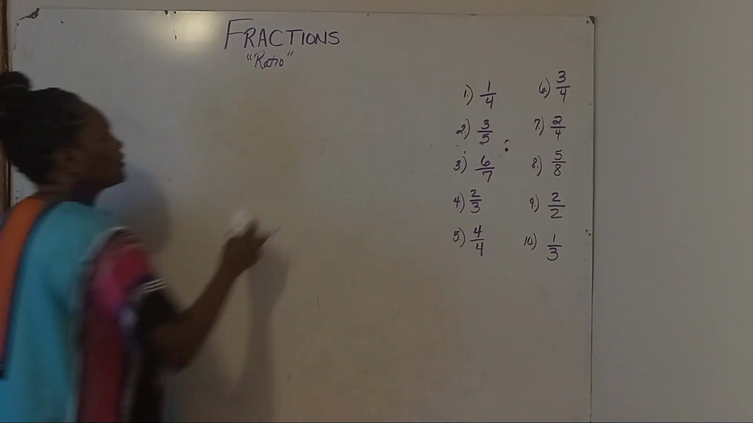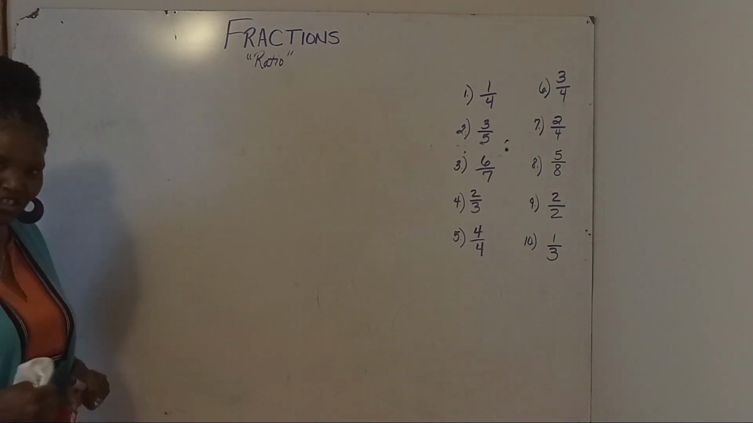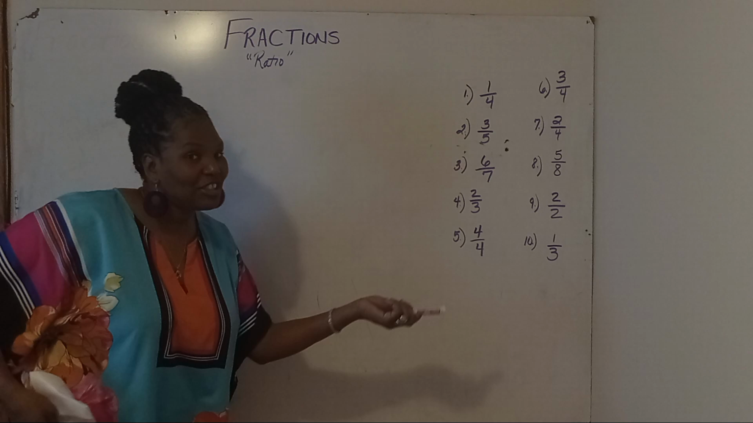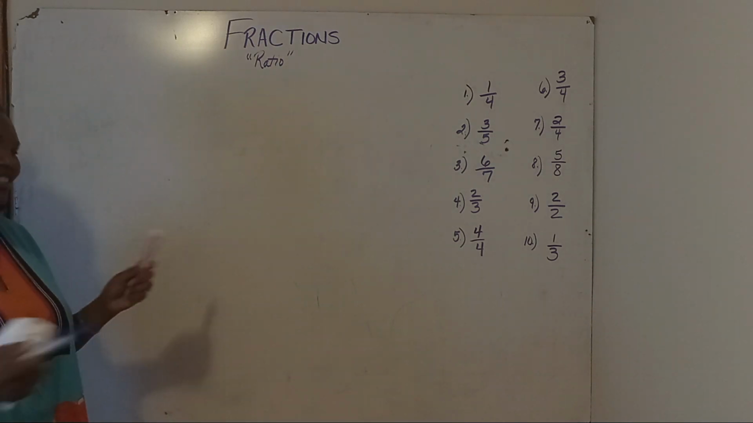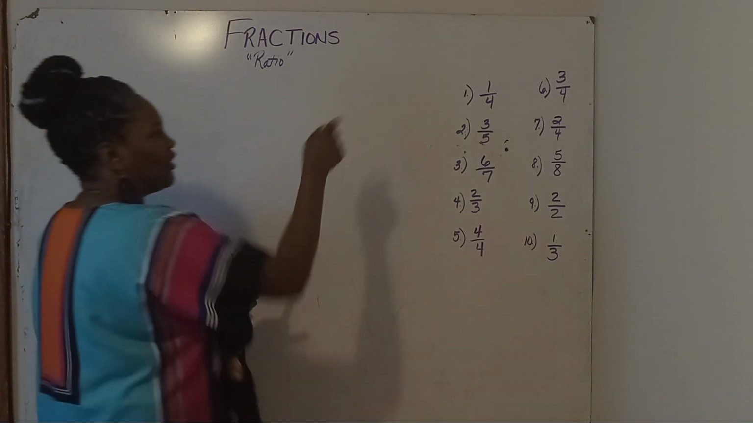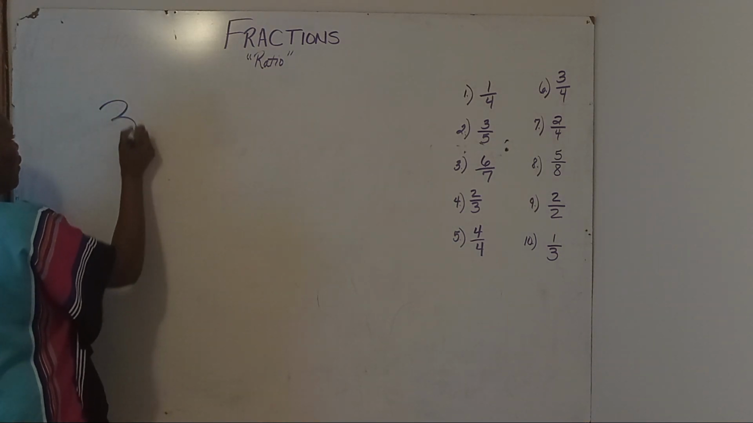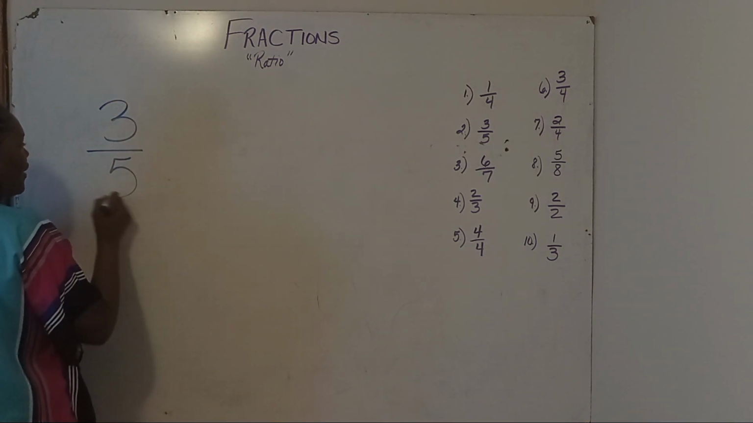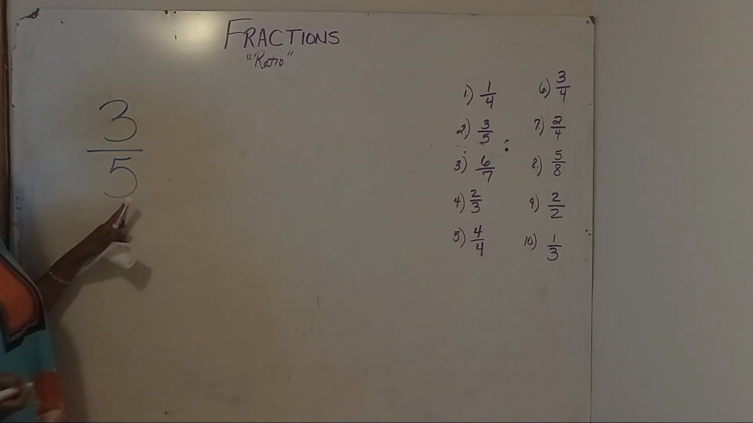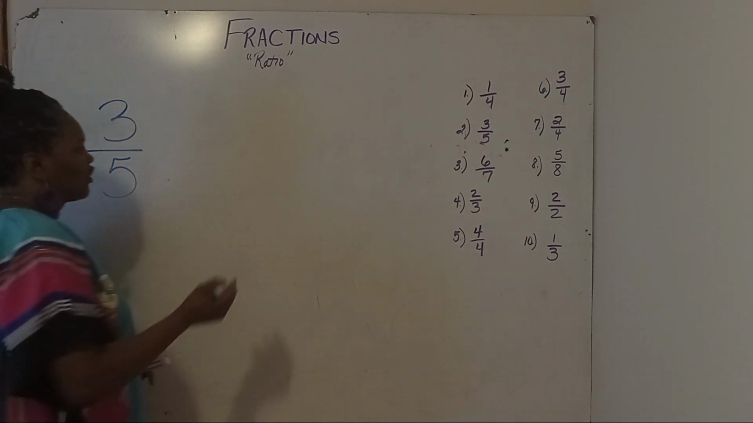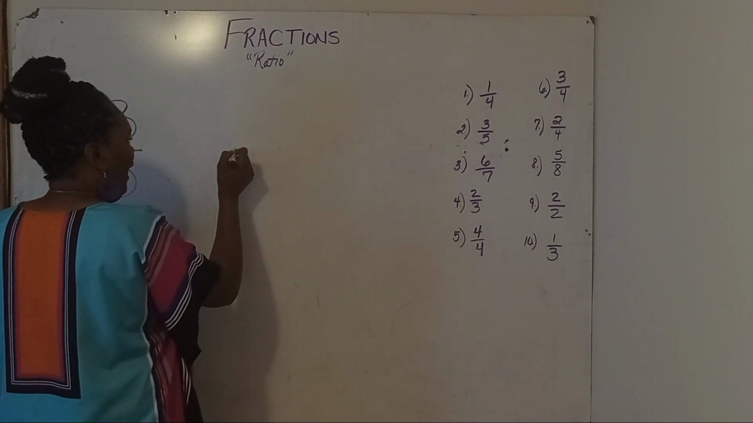Okay? What's the word for fraction? Ratio. Fraction means ratio, and ratio means fraction. All right, so we did the first one. The second one is 3/5. My total number is 5. So I'm gonna draw 5 circles.